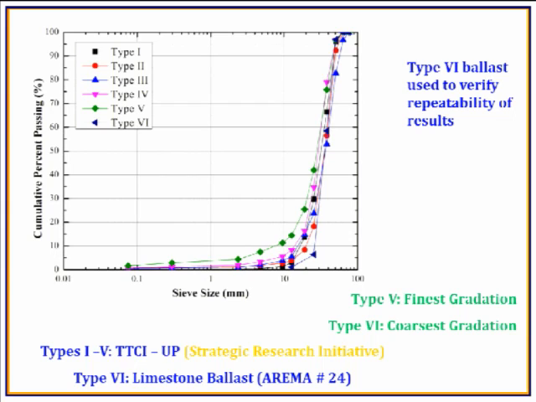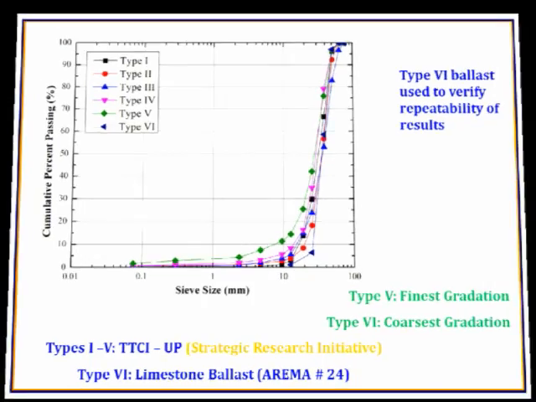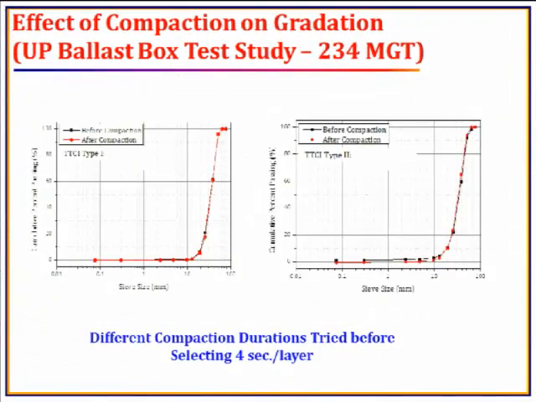And from the UP ballast box test study, we have got 5 different materials. Those are the 5 different materials that you can see the gradation, and seeing the gradation, you can check that type 5 has the finest gradation and type 6 has the coarsest gradation. I have already discussed that type 6 is the limestone ballast, matching the AREMA number 24 gradation band.